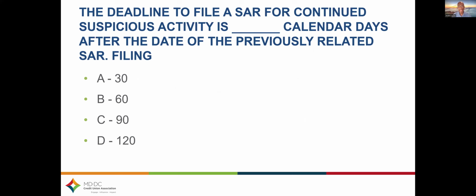Oh, wow. And now we have another quiz. I love these quizzes now. I'm getting used to them. All right. The deadline to file a SAR for continued suspicious activity is how many calendar days after the date of the previous related SAR filing? So you filed your first SAR, is it 30, 60, 90, or 120?